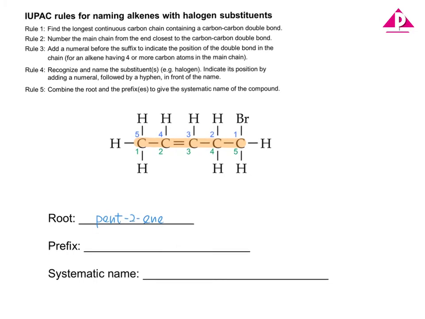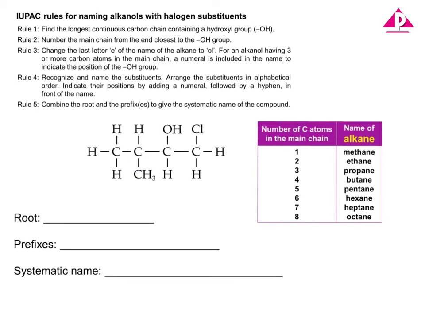There is one substituent in this compound. A bromine atom is attached to the 5th carbon atom, so the prefix is 5-bromo. Finally, combine the prefix and the root to give the systematic name. So the systematic name of this compound is 5-bromopent-2-ene.